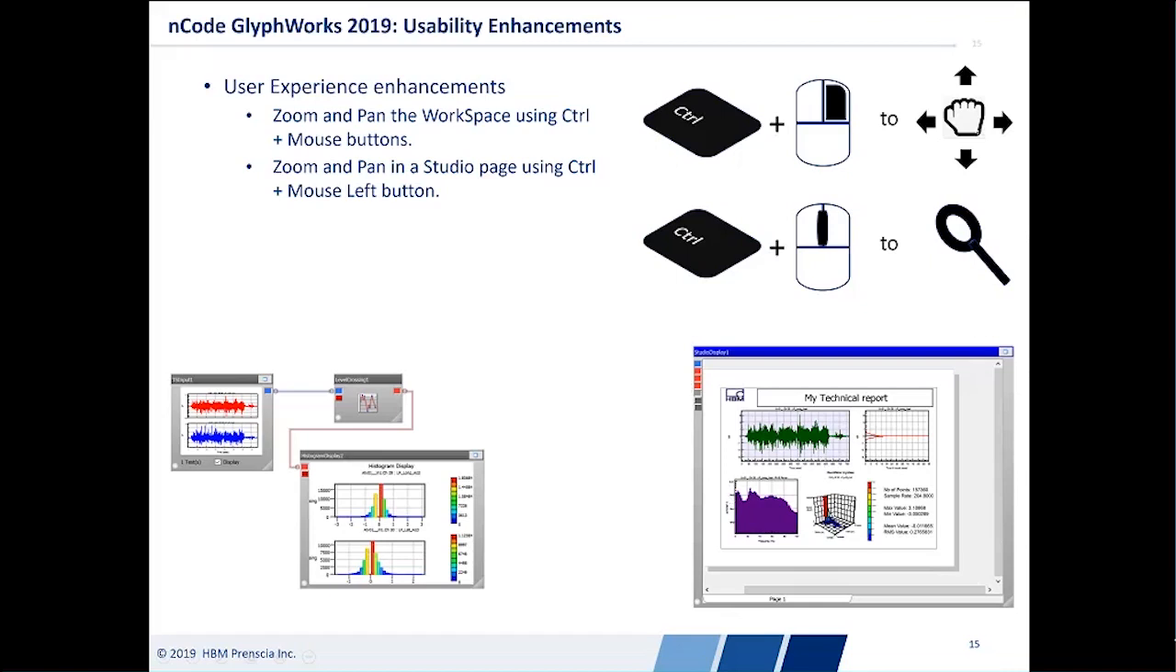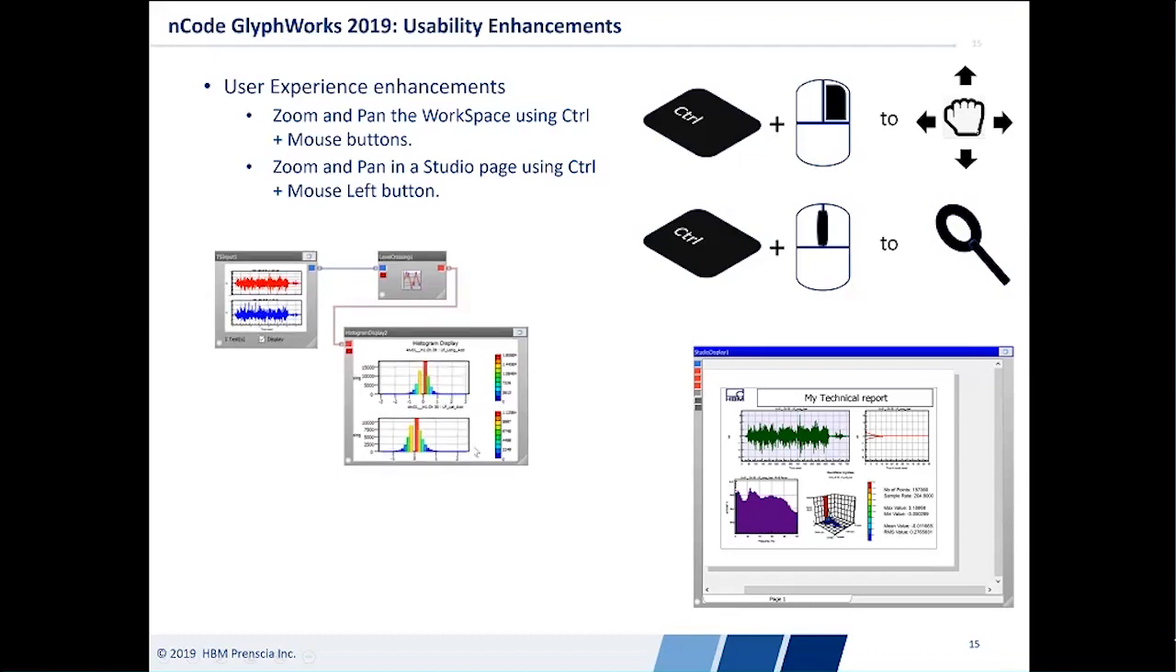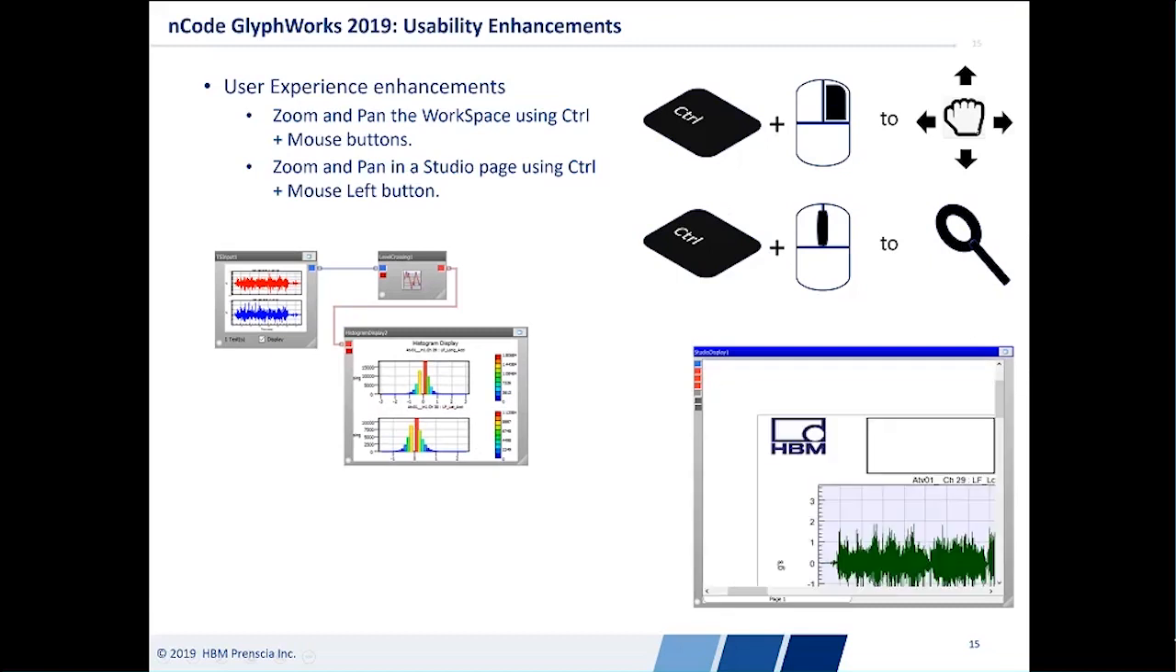So by using the control button and the right mouse click, you can pan like this one, like here, right? You can move your workspace or your Studio page around, and using control and the middle mouse button, you can zoom in or out. So it's a very easy way to navigate through your workspace or your Studio page. So again, faster and easier use of the software.